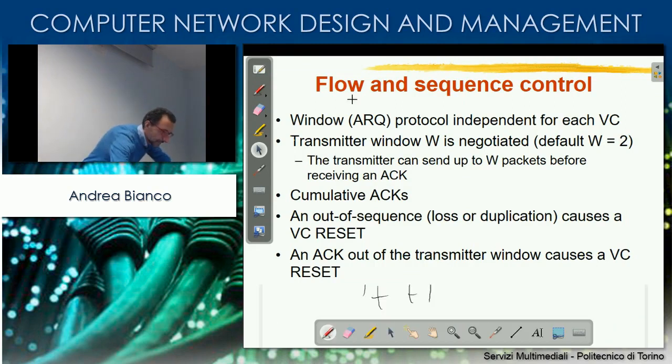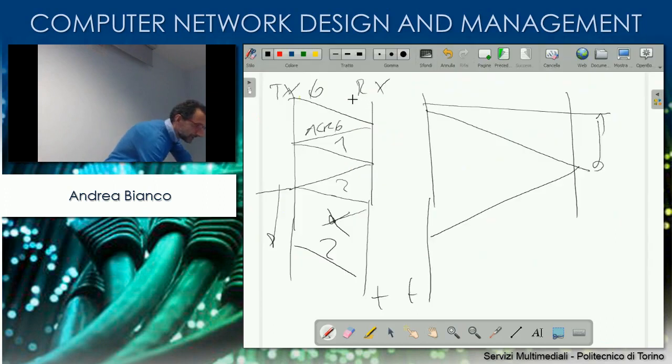Let me add something about this here. So suppose that this is the propagation delay. This time here is called, as many of you remember, round trip time.